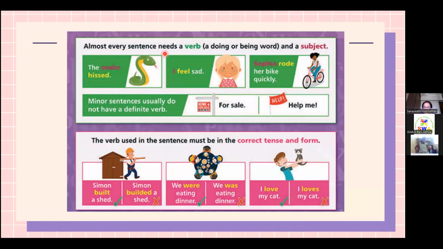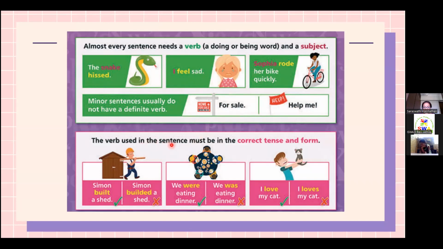Almost every sentence needs a verb, a doing or being word, and a subject. So, the snake hissed. Snake is the subject. Hissed is the verb. I feel sad. I is the subject. Feel is the verb. Sophia rode her bike quickly. Again, Sophia is the subject. Rode is the verb. Minor sentences, of course, don't have a definite verb, like for example, very quick, for sale, help me. These are very simple sentences, right?